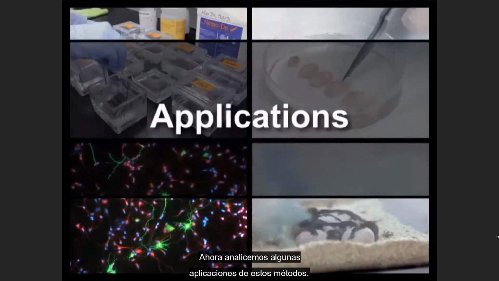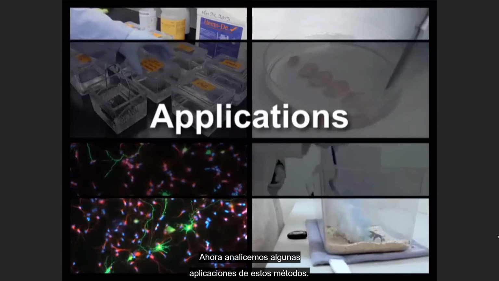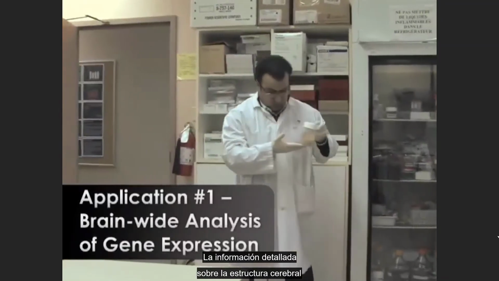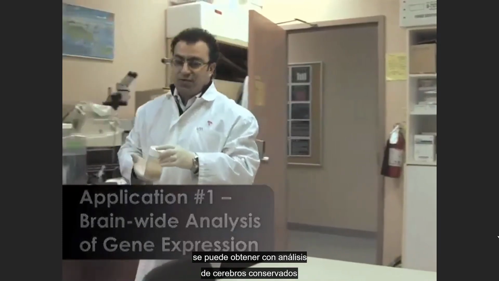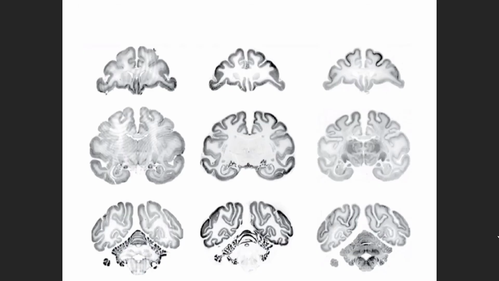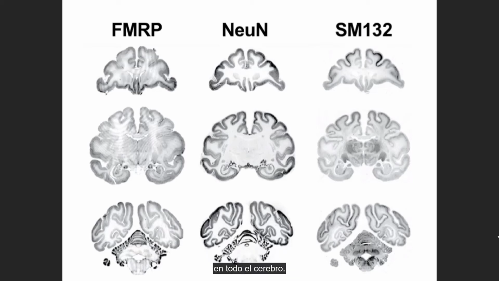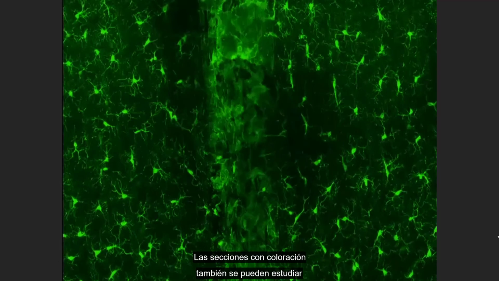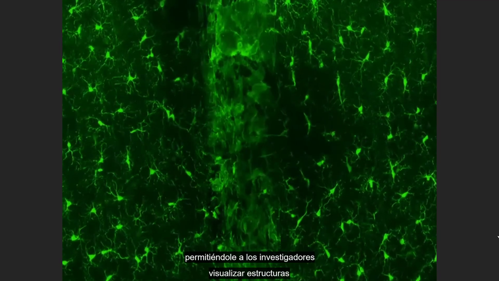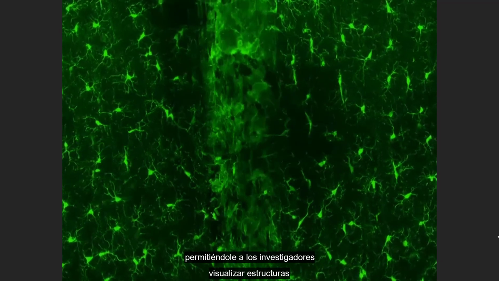Next, let's review some applications of these methods. Detailed information about brain structure can be obtained through analysis of preserved brains that are thinly sliced into sections. To highlight distinct structural features, these sections of primate brain were stained to show the expression of 3 proteins throughout the entire brain.